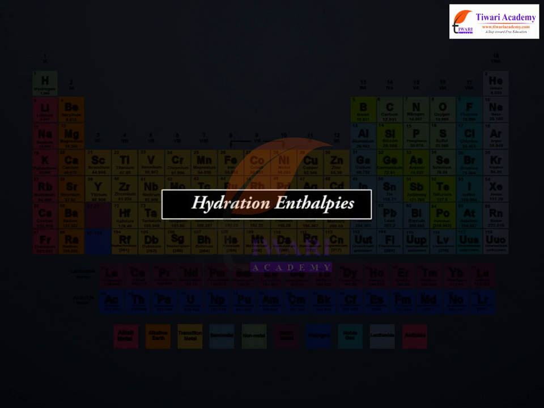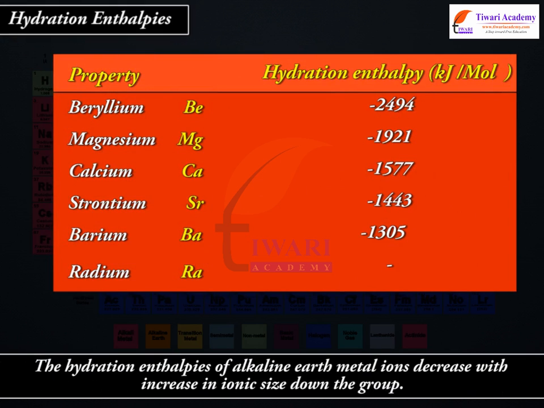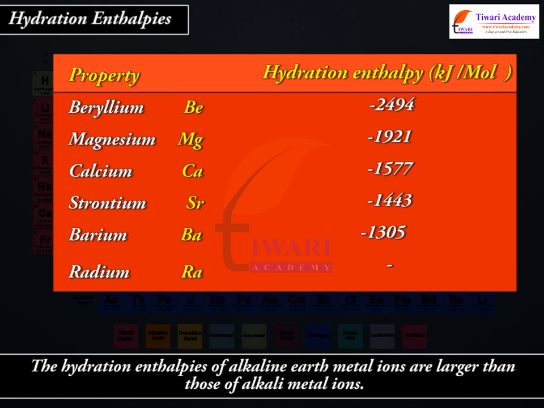Hydration enthalpies. The hydration enthalpies of alkaline earth metal ions decrease with increase in ionic size down the group. The hydration enthalpies of alkaline earth metal ions are larger than those of alkali metal ions.